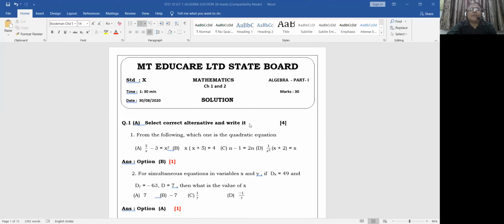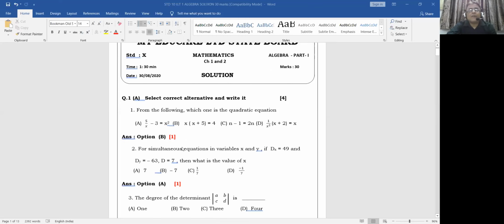From the following, which one is the quadratic? Answer is option B. If you have written option B, give 1 mark. For second one, for simultaneous linear equation, find the value of x. We have to find value of x, so it will be Dx upon D, 49 upon 7, which is option number A.